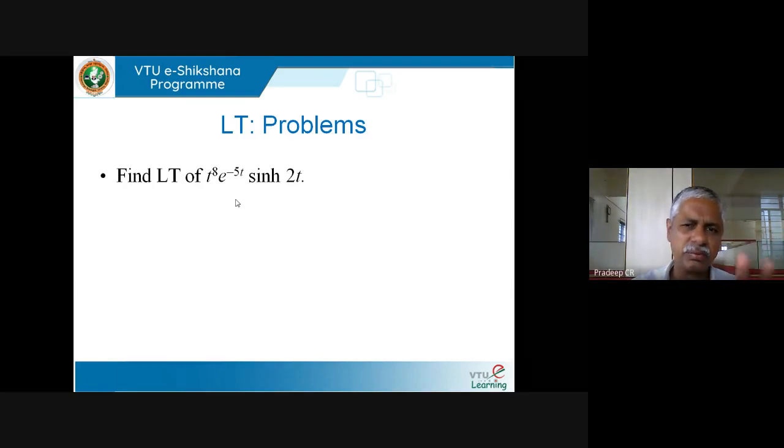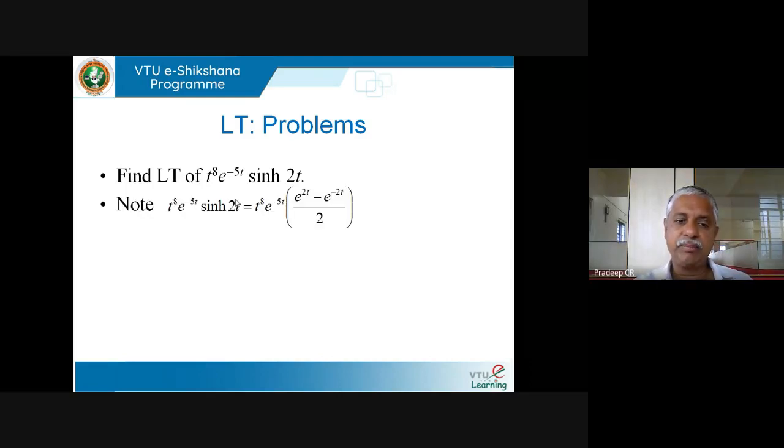Because sinh 2t is just a notation for (e power 2t minus e power minus 2t) by 2. It's just a notation, so it doesn't have any other special property. I mean, it has a lot of nice special properties, but you don't get any computational advantage if you use sinh 2t directly, except that you will write a bit less. The work is the same. So this is a general philosophy: don't bother too much about properties of hyperbolic sine 2t. Just use the definition and go ahead. So I'll show you how I have done it here.